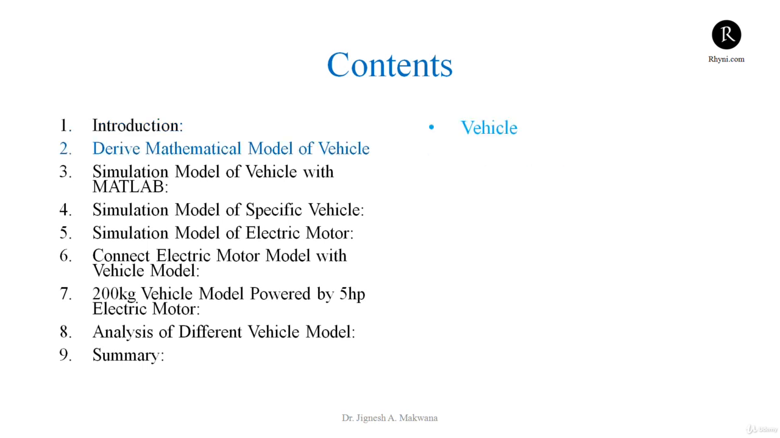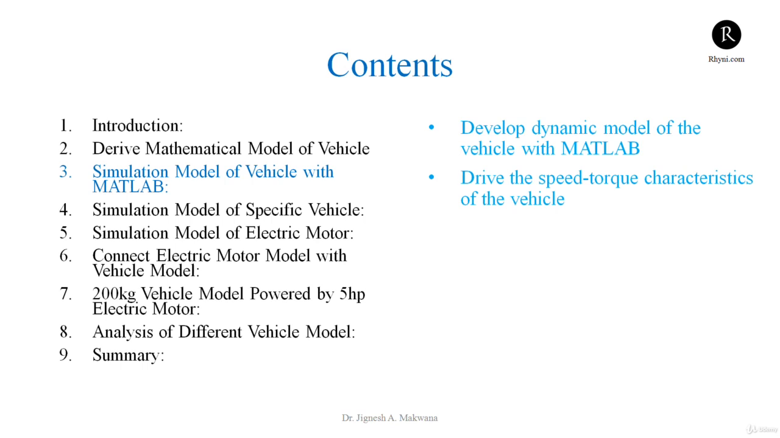In section 2, derive mathematical model of the vehicle, we will derive the mathematical model of the vehicle. We will see the mathematical equations. And in section 3 we will develop the dynamic model of the vehicle with the help of MATLAB software, and then we will analyze it and learn how to extract the speed torque characteristic of the vehicle by performing the experiment on the simulation model. Then we will see how to store this characteristic in a lookup table for further use.